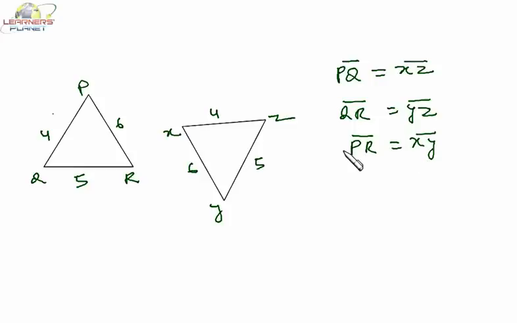So these three line segments of triangle PQR are equal to these three line segments of triangle XYZ respectively. So we can say that these two triangles are congruent to each other. Okay, and this type of congruency we call SSS, that is side side side congruency.